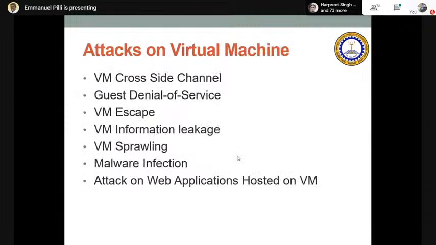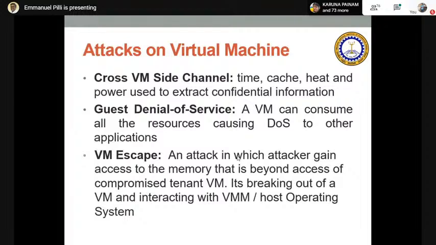Now, the first set of attacks was on virtual networks. The second is attacks on virtual machines: the cross-VM side channel attack, the guest denial of service attack, VM escape, information leakage, sprawling, and a variety of others. In a cross-VM side channel attack, time, cache, heat, and power are used to extract confidential information. That is something I have already discussed. In the guest denial of service, the virtual machine can consume all the resources, causing a denial of service attack.